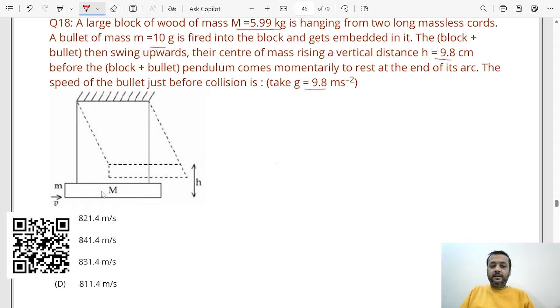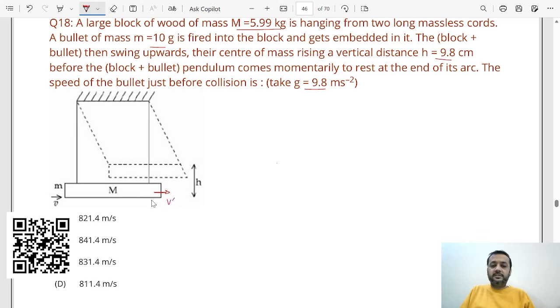once the collision has happened, the bullet, which was of mass 0.01 kg, gets embedded into the block of mass 5.99 kg. So once the collision has happened, we can say that the system has become a mass of 6 kg. Now this system, let us say, has a speed v just after the collision, or we can say v dash. V dash is the speed of the system just after the collision.